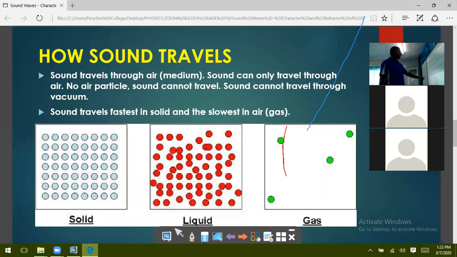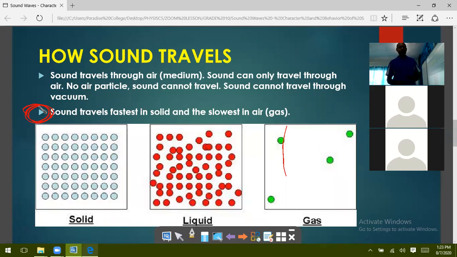Sound travel. I would like you to take a look at the second point here. Sound travels fastest in solid and slowest in air or gas. And I've got this particle arrangement of solid, liquid, and gas.